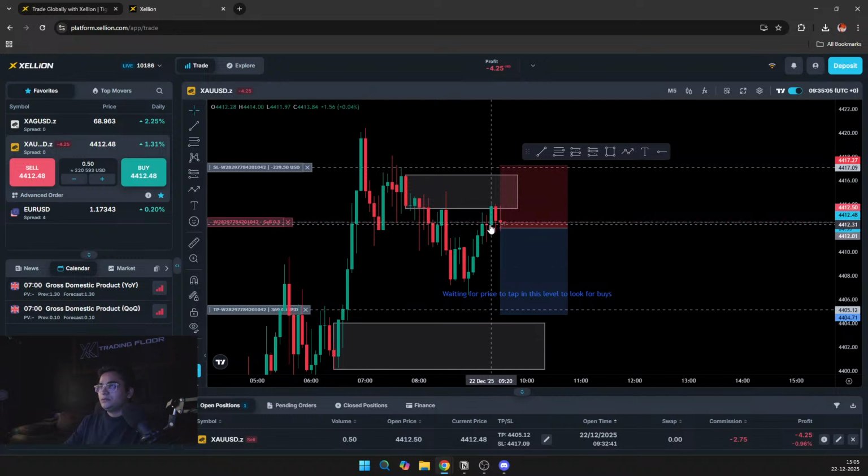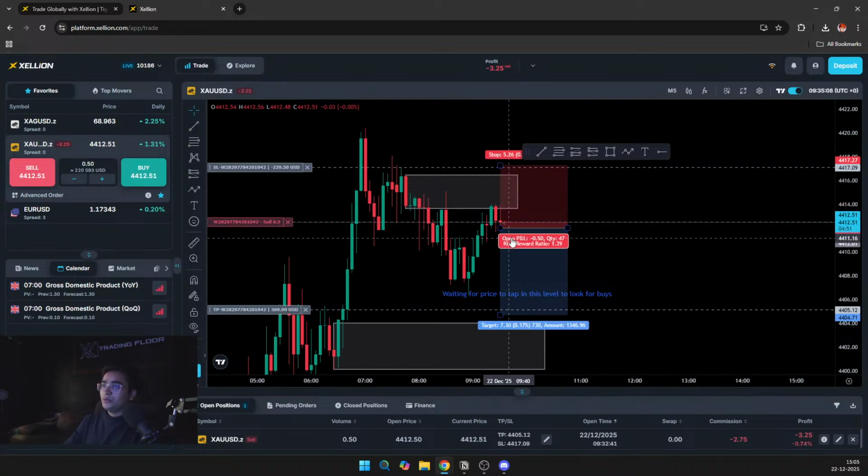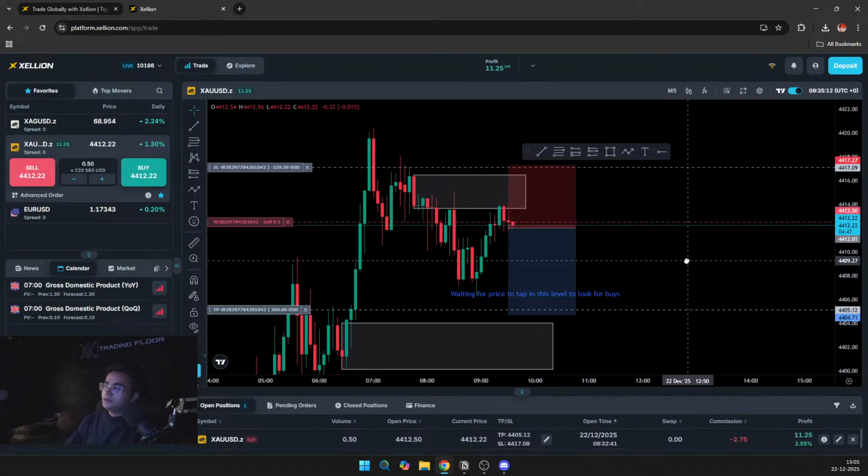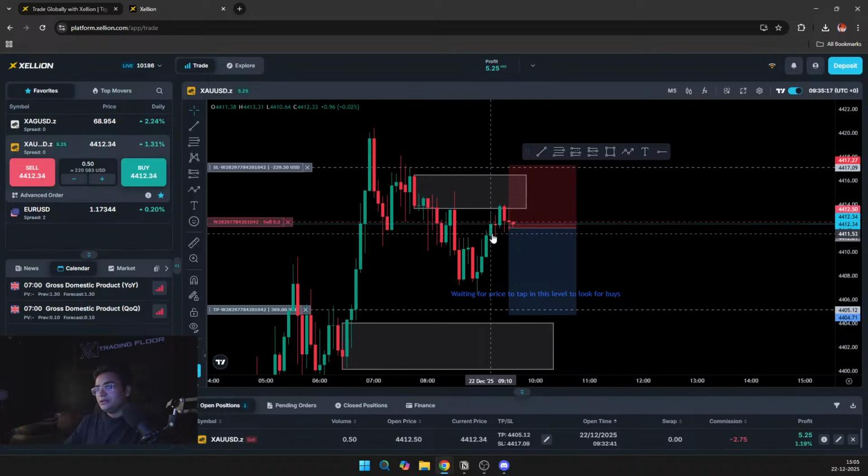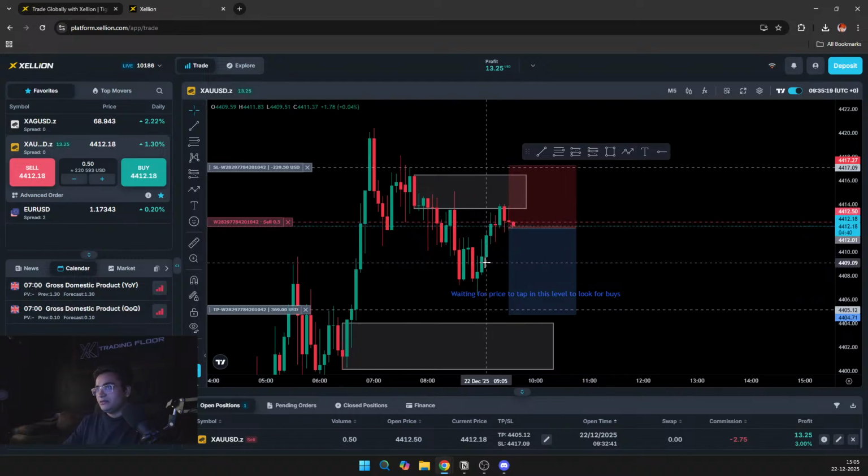Yeah, see, that's the issue. If we get a doji candle, then we have room for price to move up, then move down. So that's what I don't like. If this candle had closed till here, then we had a huge possibility we could tap this level.